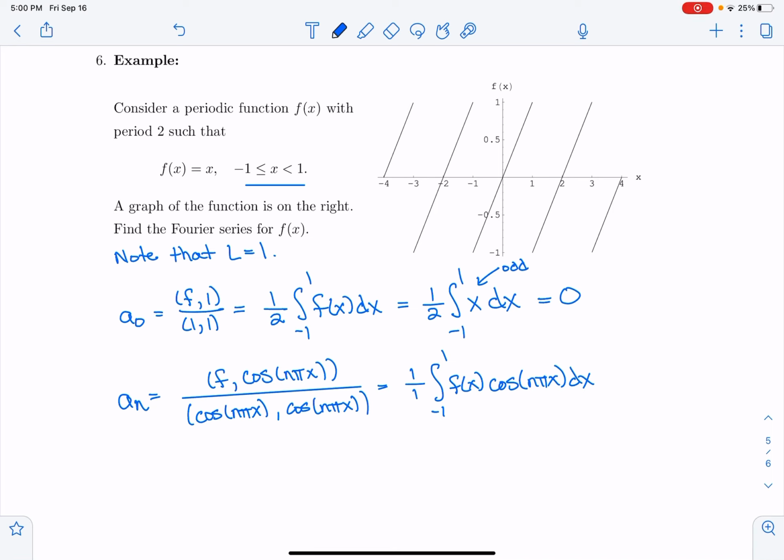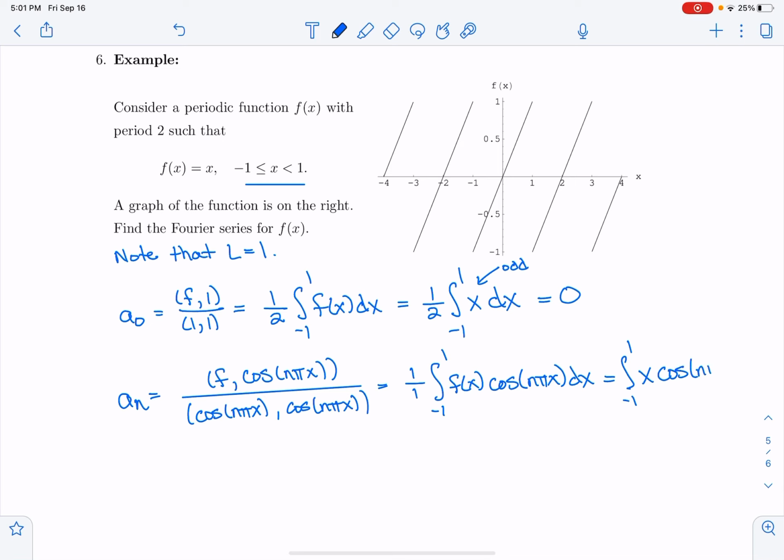And in fact, this is equal to the integral from -1 to 1. Now f of x is going to be x on that interval from -1 to 1. And then we're going to have cosine of n pi x dx. And we're going to notice that x is an odd function and cosine of n pi x is an even function. And so when we multiply the odd function times an even function, we get an odd function. And if we integrate that odd function over a symmetric interval from -1 to 1, we in fact get 0. So that means that all of the coefficients a sub n, these are the coefficients of cosine of n pi x, all of those end up being 0.